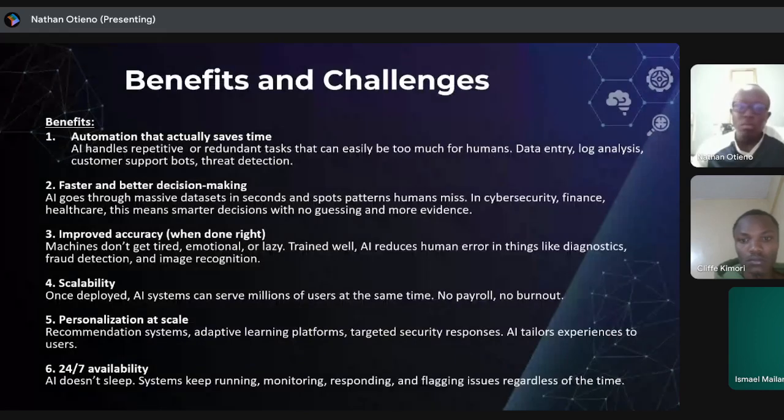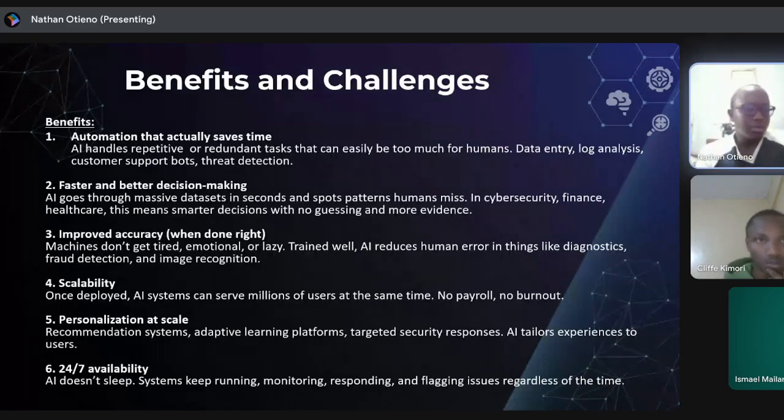I give it to Felix to do benefits and challenges. I'm going to take you through benefits and challenges of AI applications. I'm going to start with benefits. Can you all hear me? Yes, we can. We can hear you.